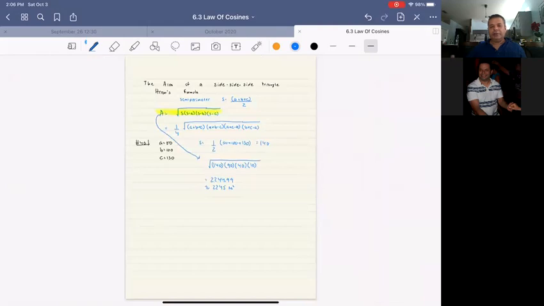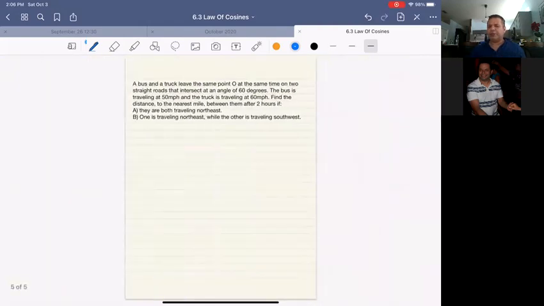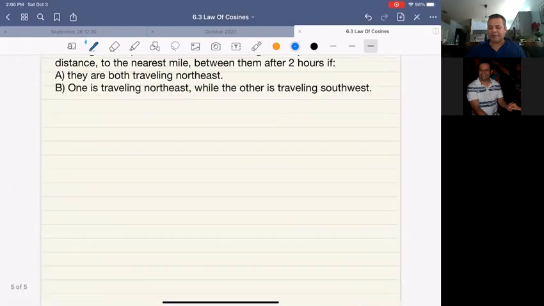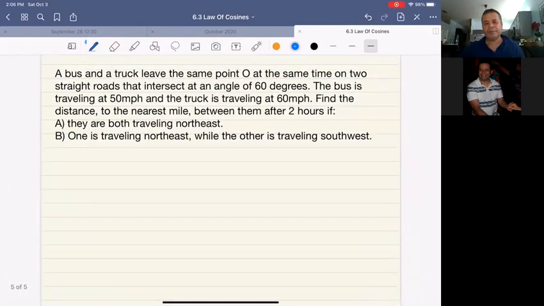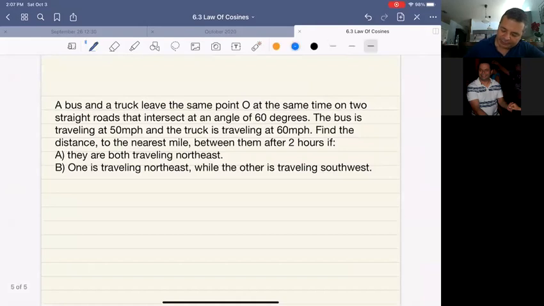All right. Let's go ahead and do the next problem in the same video. I know I normally make a new video, but we'll do it on this one. A bus and a truck leave the same point at the same time on two straight roads. The roads intersect at an angle of 60 degrees. This is, by the way, number 56 in your textbook, in the section.